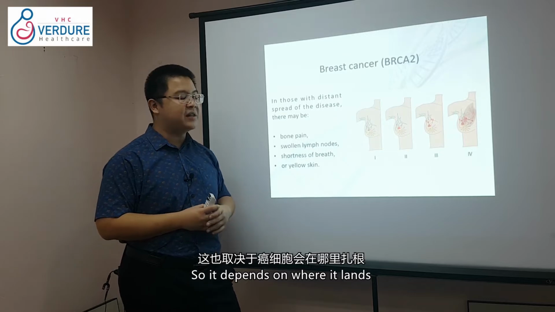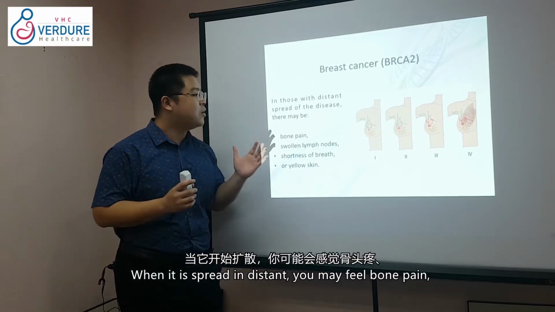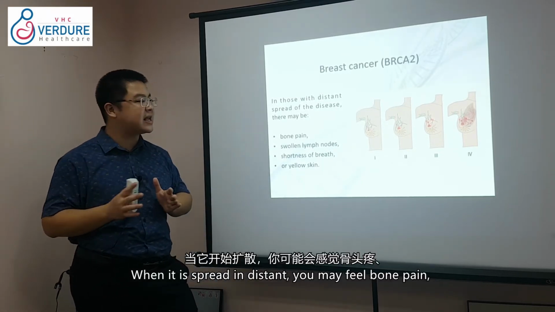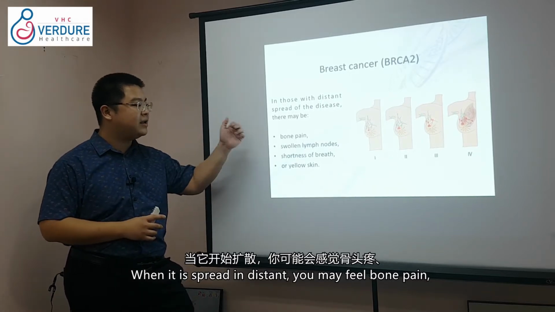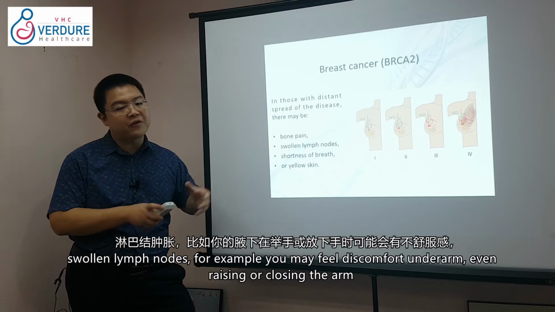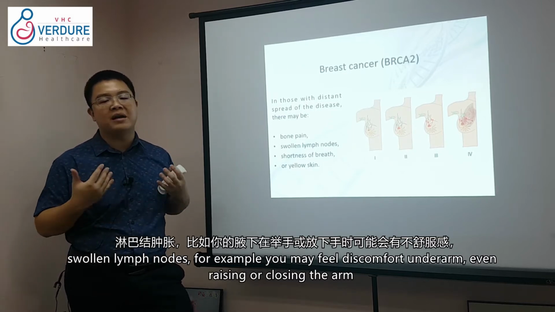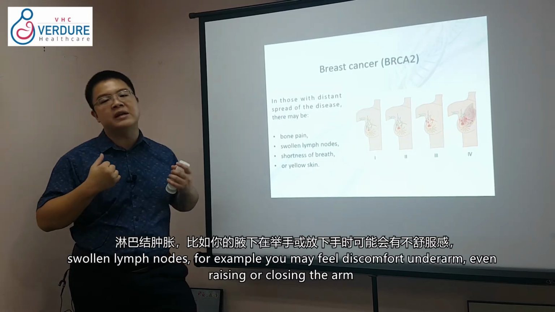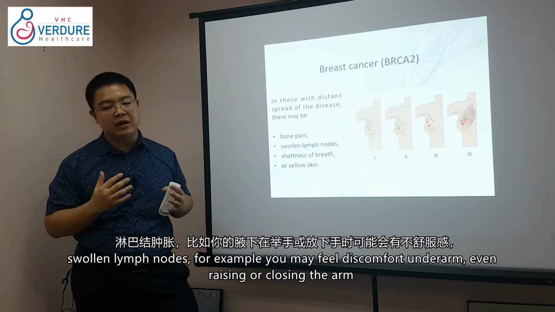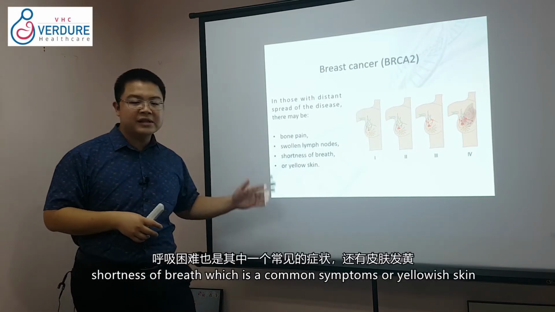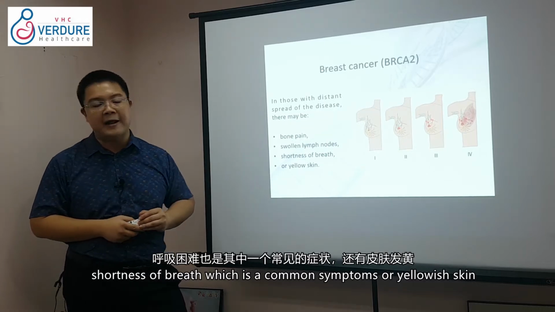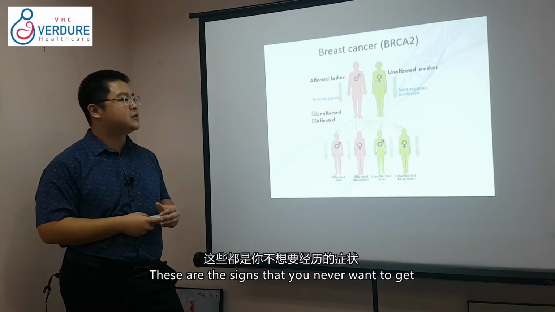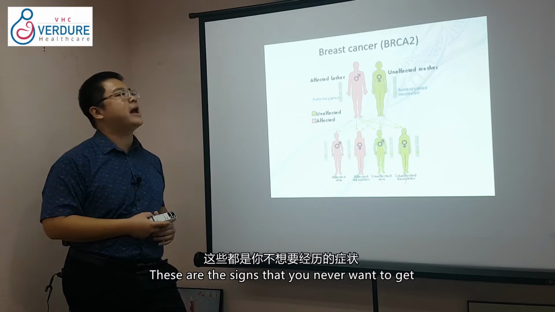All right, so it depends on where they land. But when this cancer gets spread to a distant organ, you may feel bone pain, swollen lymph nodes. So for example, under here, under the arm, you might find it very difficult to raise the arm or even close the arm. Shortness of breath is a very common symptom, or yellowish skin. Okay, so these are the signs that you never want to get.